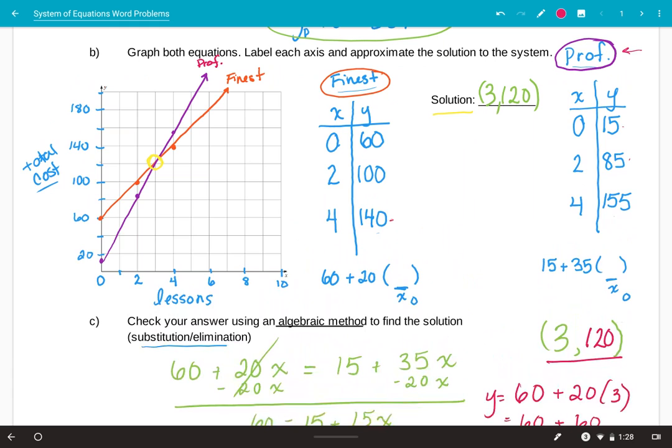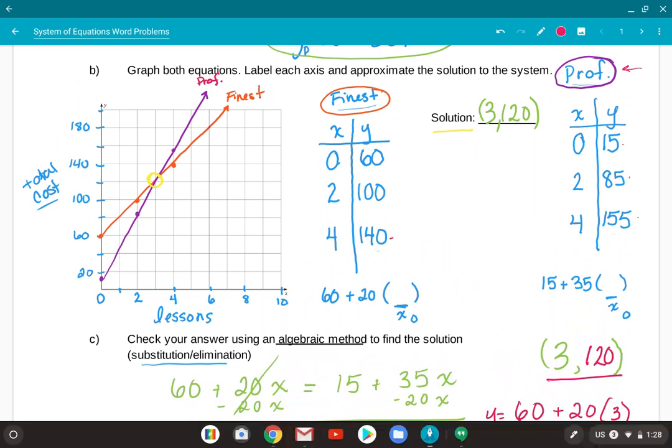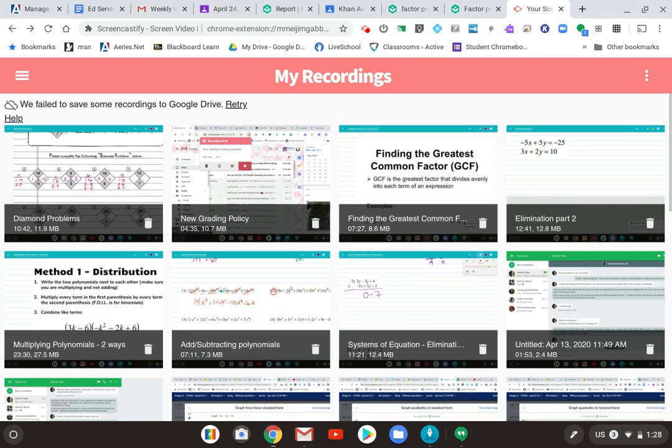So at 4, it's $140, but it's $155 here. Or if you looked at it, at 6, finest is only going to be $180 and professional is going to be over $200. So save your money when you can. You guys always know that with me. All right, practice this and see if you can solve on your own.